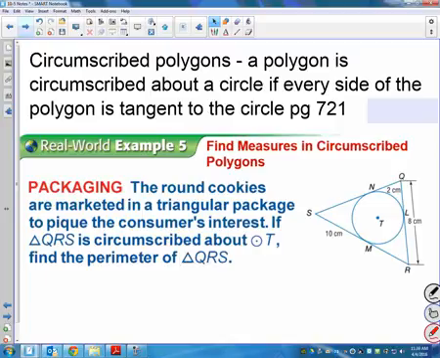So if triangle QRS is circumscribed about circle T, find the perimeter. So here's the idea. Now that you know that these are tangents, you can use these theorems to help you find the perimeter. Well, we already know this whole thing is 8, right? So that's good to go. If I know this side is 10, what else do I know is 10?